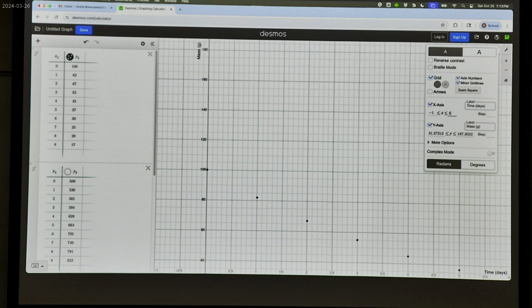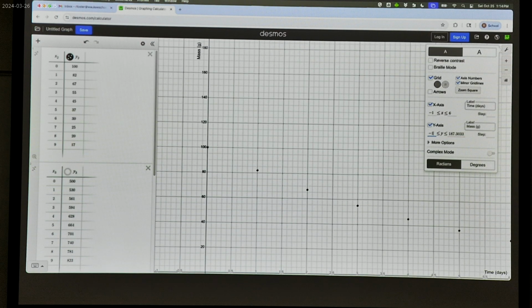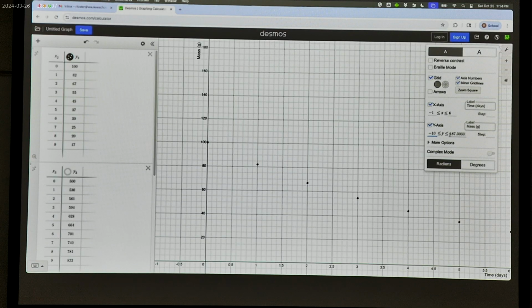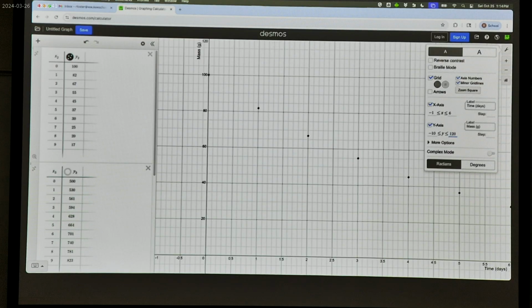I can get away with 6. There we go. And then for the y-axis, we start out at 100, and then we go down to 17. So I'm going to say the y-axis is -10. Give me a little bit of room on the bottom there. And then the top of the axis is going to be, I'll say, about 120.